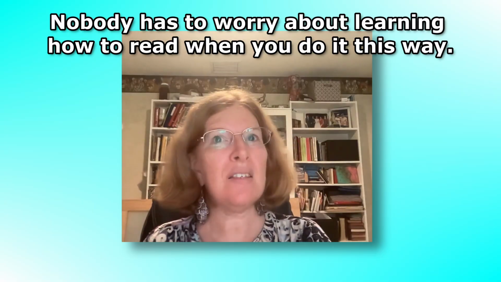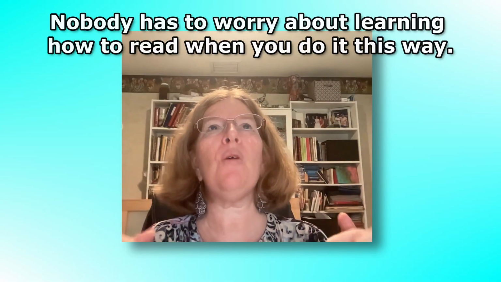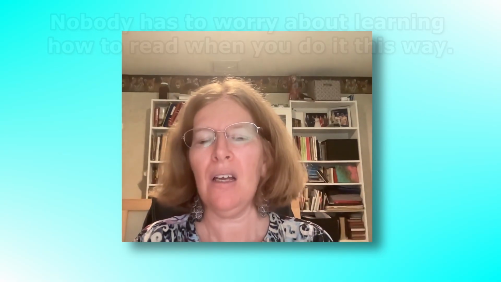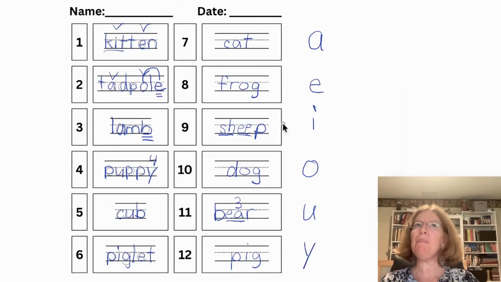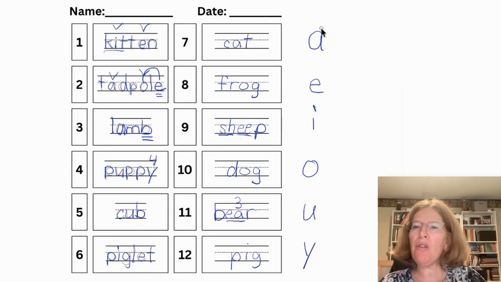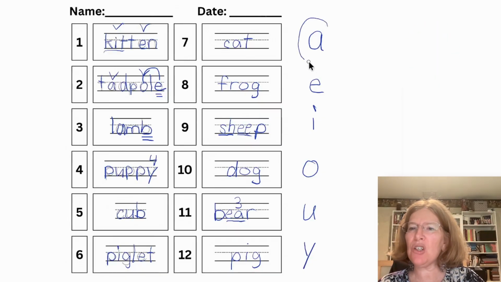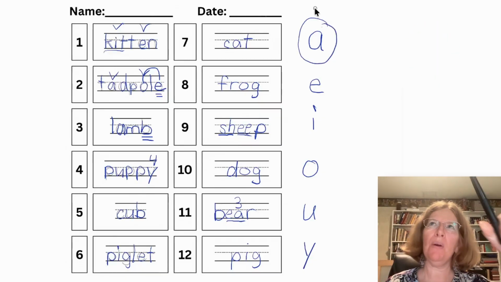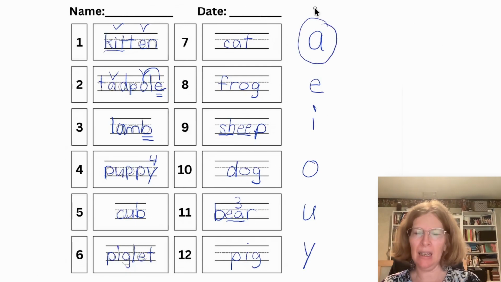And this is a game that's going to help you practice reading. So let's play the penny game. Okay, now I want you to put a penny on all the words that have the letter A. Now, remember, we're learning the letter names and the letter sounds. So they're going to put a penny on cat and tadpole and lamb and bear.